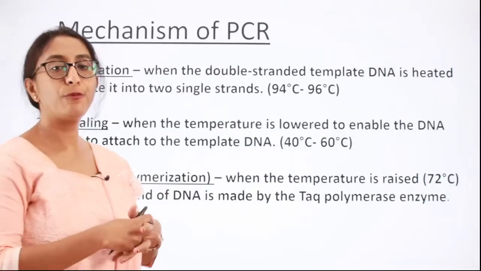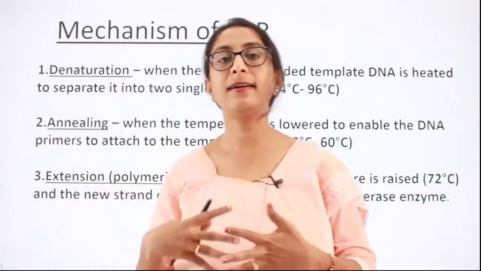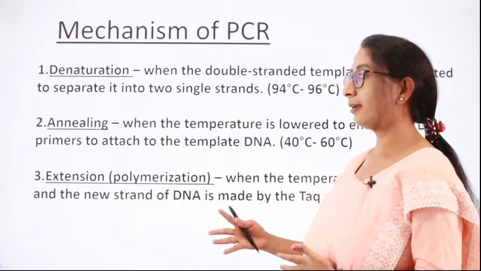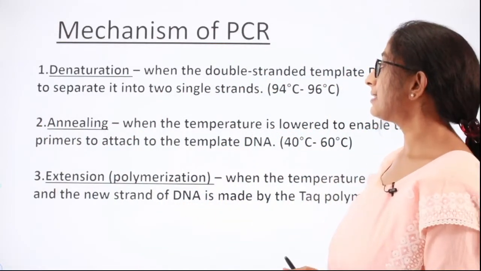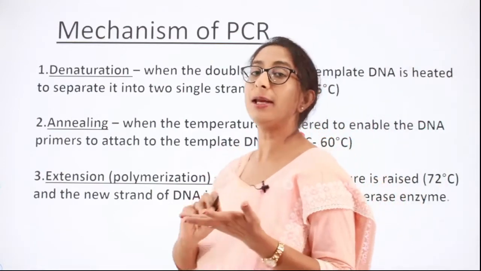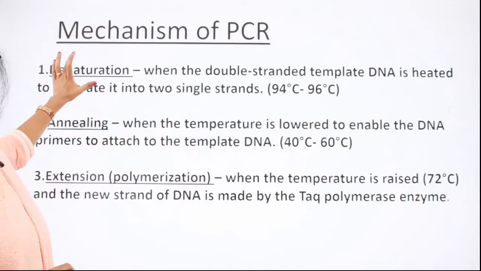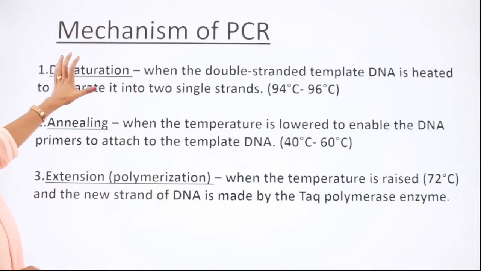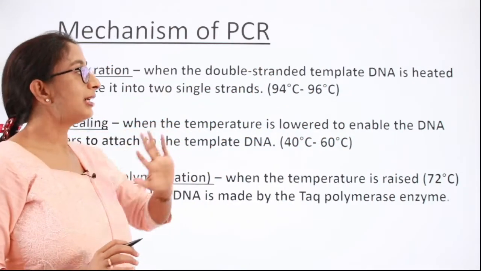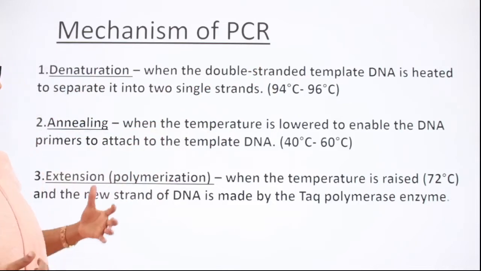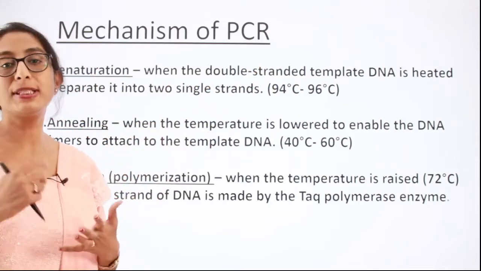What is the mechanism of PCR? How does PCR exactly go ahead? We have three important steps in PCR. The first step is denaturation. Denaturation is when the double-stranded template DNA is heated so that it separates into two single strands.